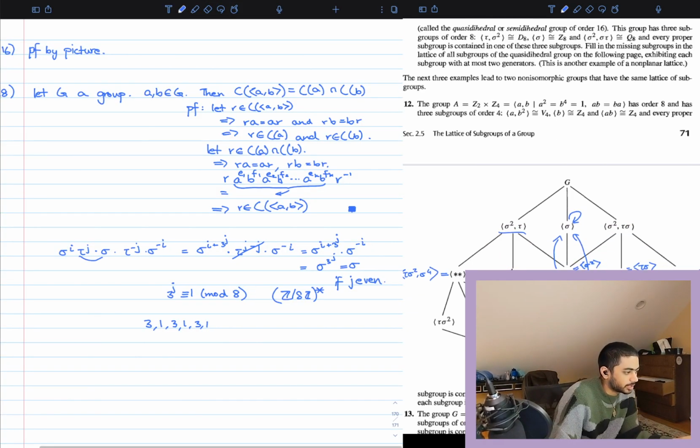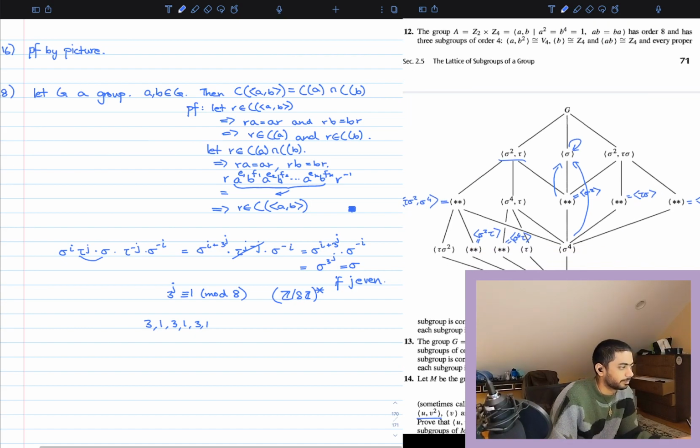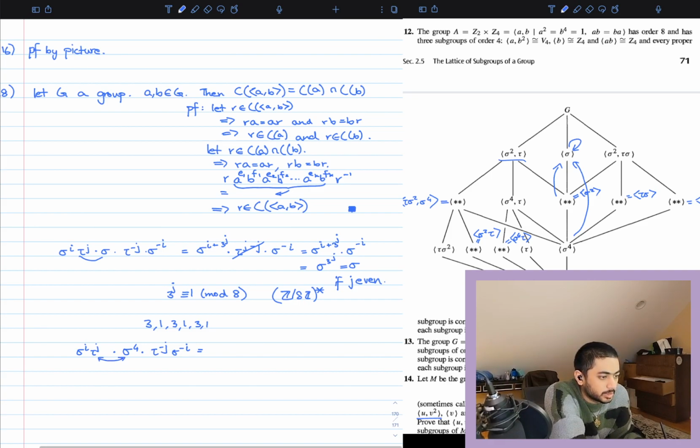Okay, what are the other single element things here? Here's tau. What stuff commutes with tau? My suspicion is that sigma to the 4 is special and commutes with everything. So let's see, sigma to the 4. Let's just take an arbitrary element, sigma to the i, tau to the j, and then tau to the negative j, sigma to the negative i. What does this come out to? So what things can we swap? I suppose we can swap these. Ah, shoot.